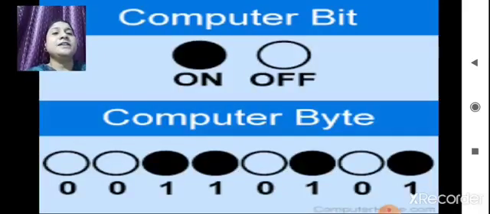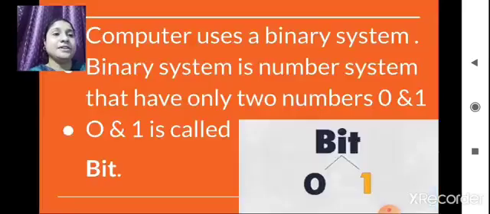So you can see here the computer bit, on and off. How many states? Only two, on and off. And see down, off is denoted by 0, and on is denoted by that black circle. It is on, so it is denoted by 1. The empty circle is off, denoted by 0. Getting? Yes, okay.